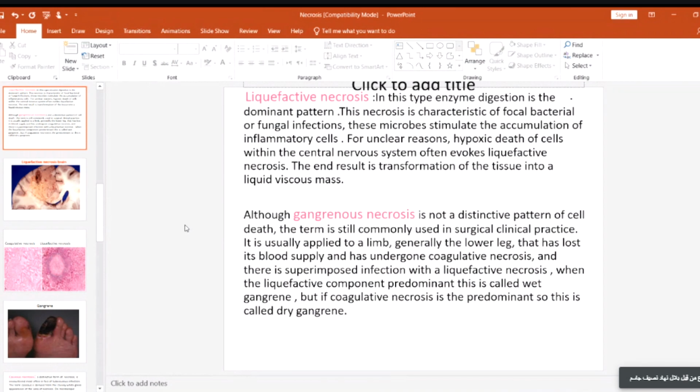An MCQ: ischemia, hypoxia to the lung, to the liver, to the heart, to the muscle, to the small intestine, to the stomach, to the esophagus. All ischemia, hypoxia to these tissues and organs will end in which type of necrosis?